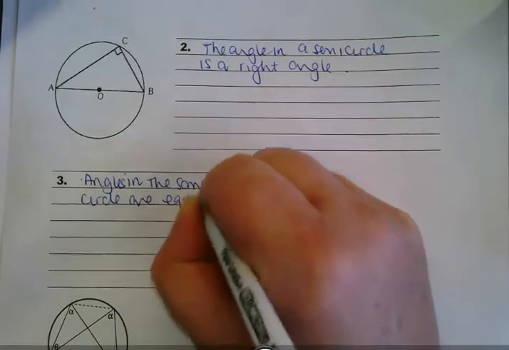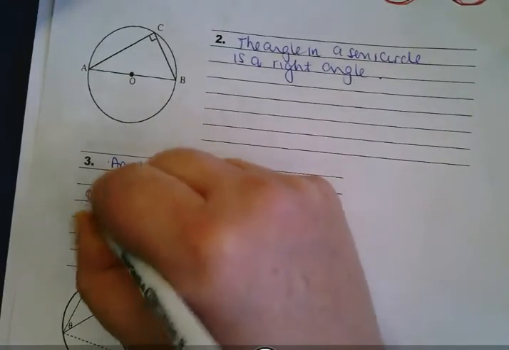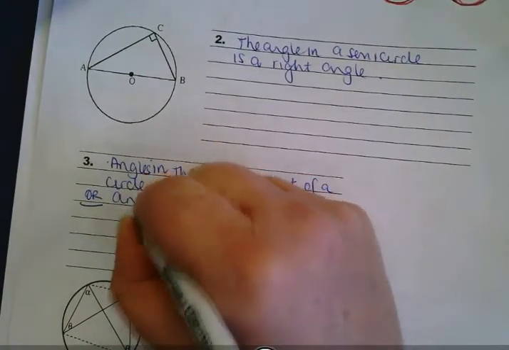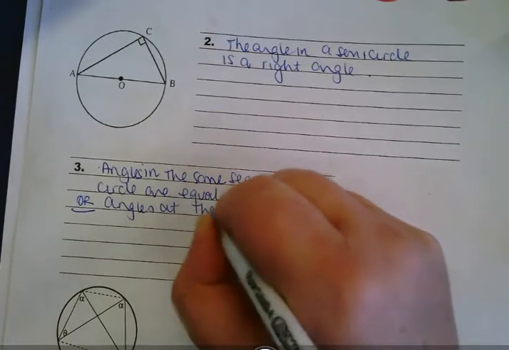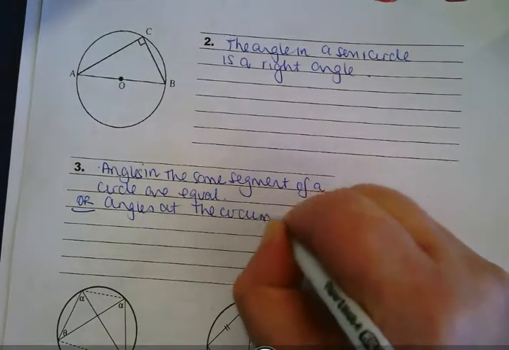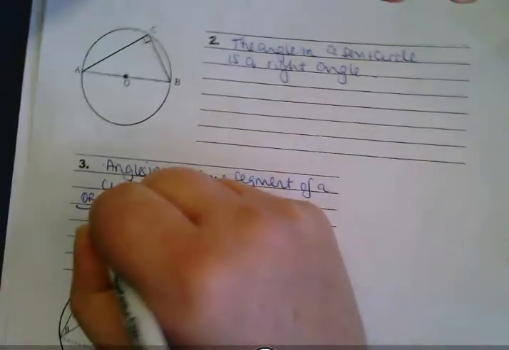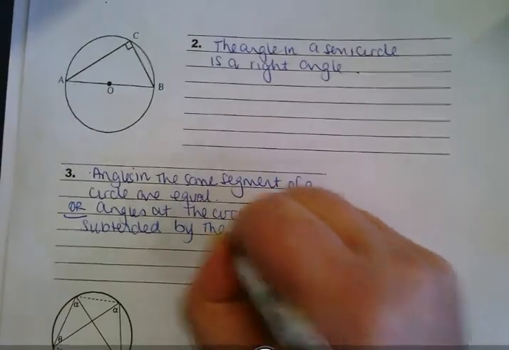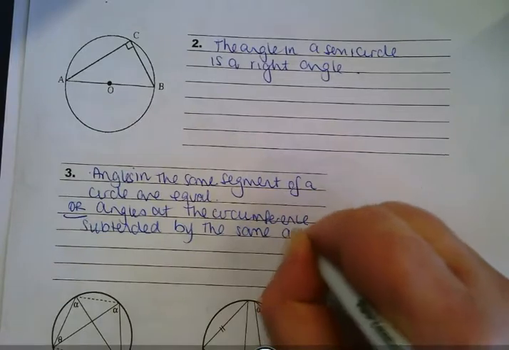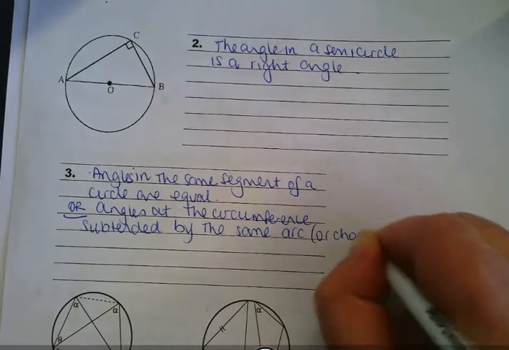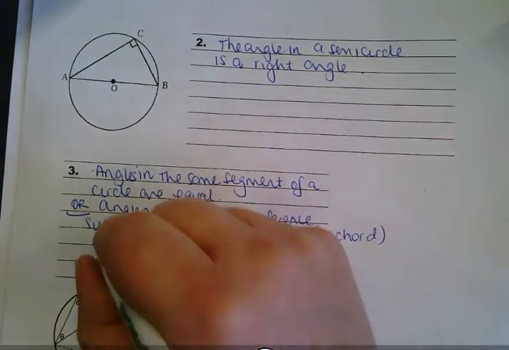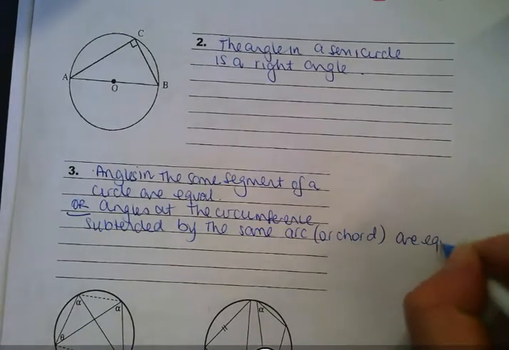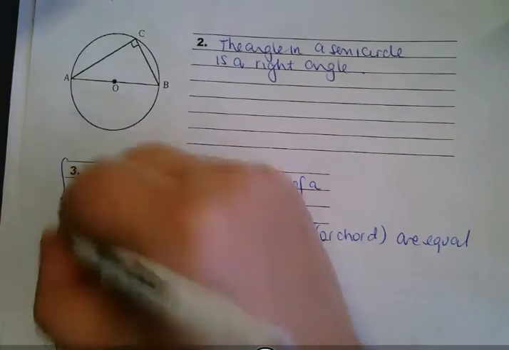Or you can write it as angles at the circumference subtended by the same arc are equal. Or chord, so subtended by the same arc, and I'm going to put in brackets or chord, are equal. So that is for the first diagram.